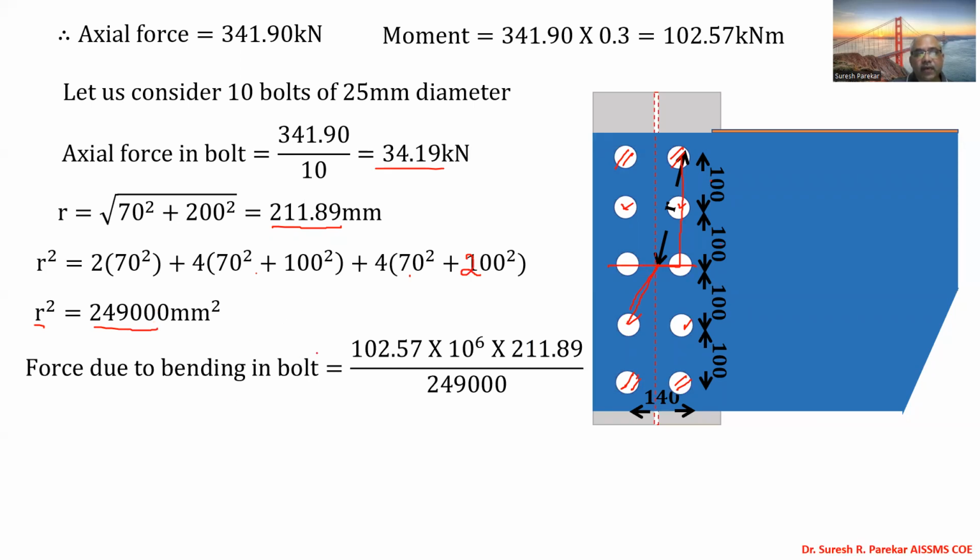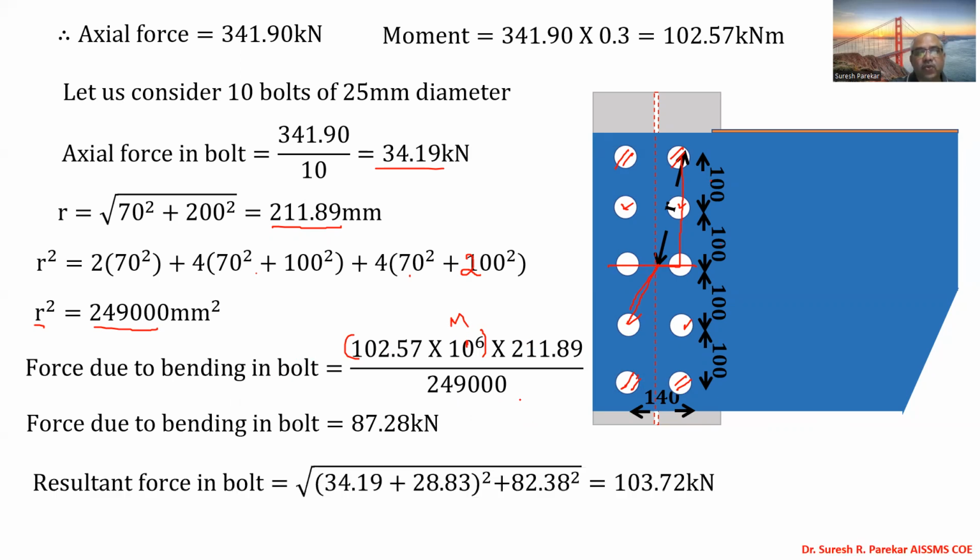Now knowing R square, we are in a position to find the force due to bending of the bolt. We have 102.57, this is again the moment, and then R 211.89 divided by R square 249,000. The force due to bending in the bolt is 87.28 kilonewton. Now again in this fashion, we have the force vertically downward, which is 34.19, and the second force perpendicular to this, which is 87.28.